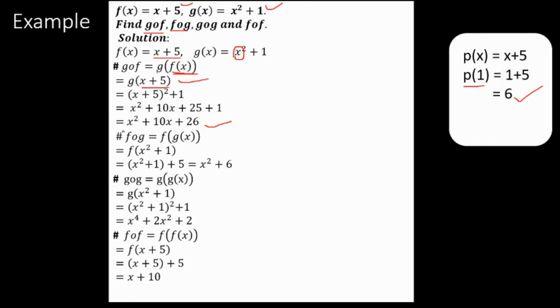f∘g. How will we write f∘g? f of g of x. It is the reverse. First you operate g of x, and then it is followed by f. So what is your g of x? x square plus 1. So in f of x, you will be substituting x square plus 1. Then what is our f? x plus 5. So instead of x, what do you write? x square plus 1.